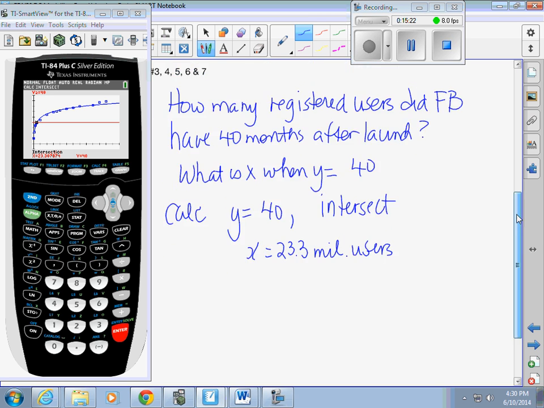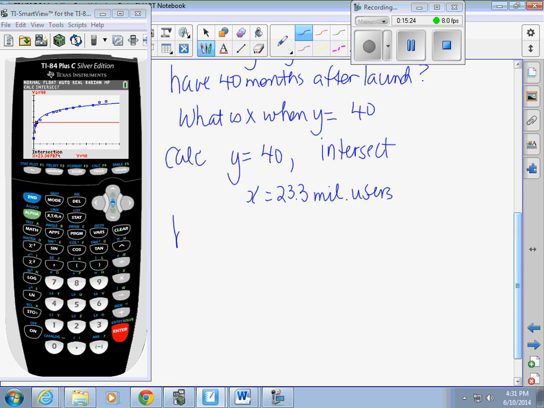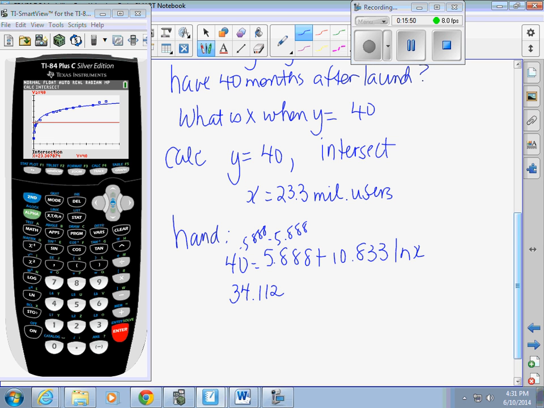If you had to do this by hand, we would have 40 is equal to 5.888 plus 10.833 natural log of x. So the first thing we do would be subtract that 5.88 from both sides. So you're left with 34.112.